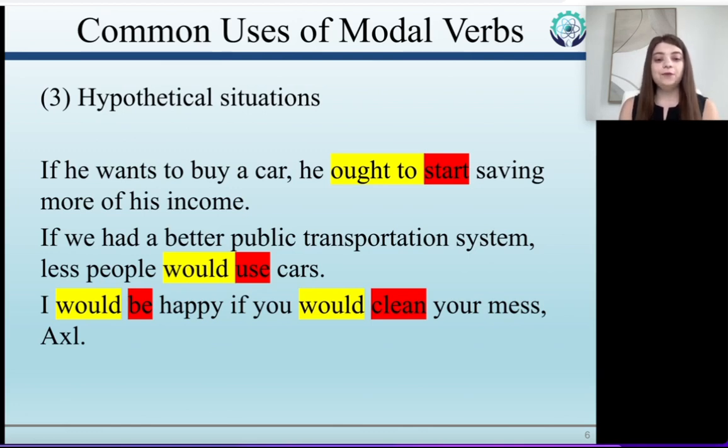Or another one, I would be happy if you would clean your mess, Axel, right? So clearly he hasn't done it. This is a hypothetical expressed by if: if you would clean up your mess, Axel. So basically we're saying we'd be happy in this hypothetical situation that Axel decided to clean up his mess. Again, we're expressing a hypothetical situation of that happening and what would happen with us being happy, in the event that he decided to go and do that.